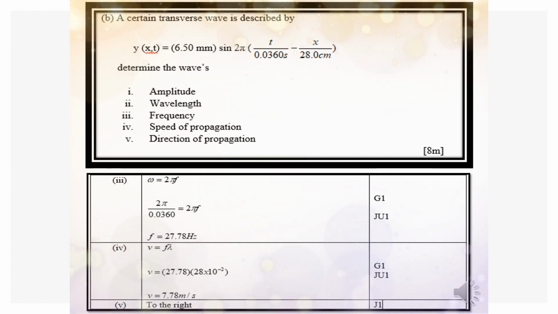Okey, kemudian untuk mendapatkan direction of propagation untuk gelombang tersebut, kita kena refer kepada equation yang berkaitan dengan kx ini. Kalau positif kx, maksudnya wave propagate to the left. Tetapi sekarang ini equation kita adalah negatif. Nilai bagi k kita ini adalah negatif, kx negatif di sini. Jadi kalau negatif, maka wave propagate to the right. Okay, so very simple. 1 mark.